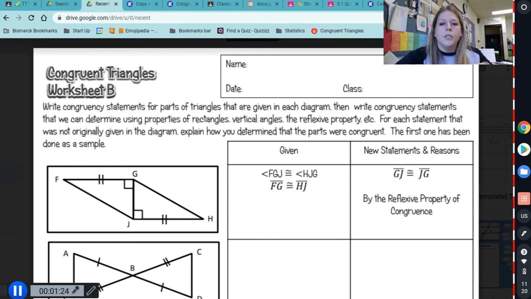Okay, but changing gears to this. Pull up this assignment from your Google Classroom. I think it's labeled triangles, givens, and new statements. You are going to duplicate what they have done here in the first box. You're going to write the givens, what's actually been marked. We've got the two right angles marked, so we know those are congruent. We've got these two hash marks here on the segment, so we know those are congruent. Then, what else do you know is congruent, but isn't actually marked? We know that JG is congruent to itself because of the reflexive property. So they wrote by the reflexive property.